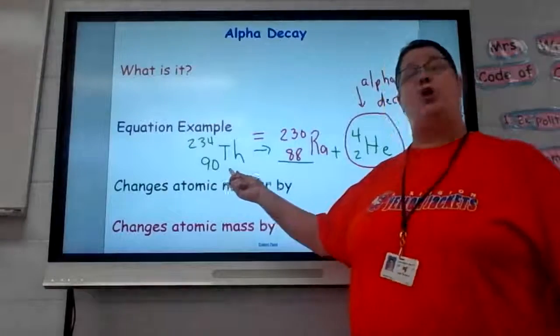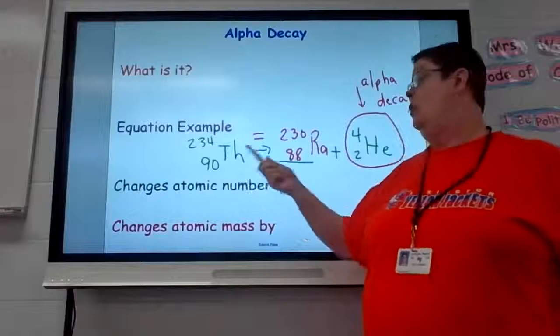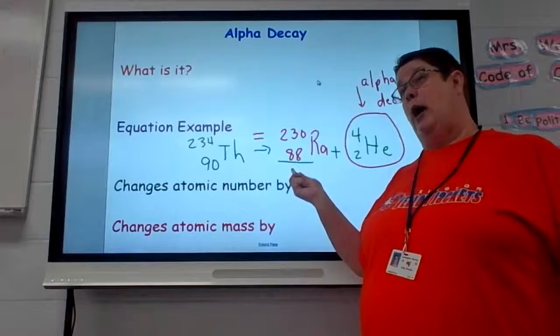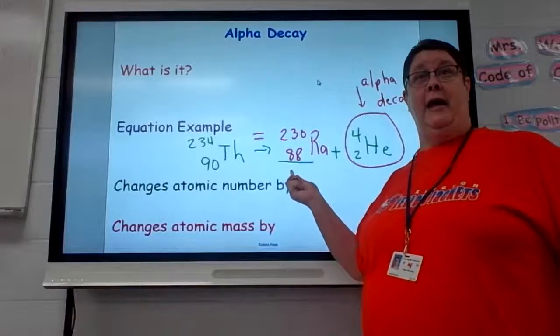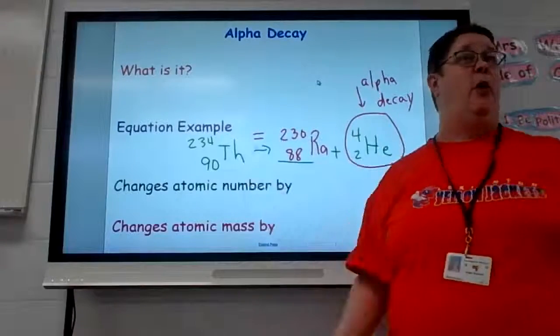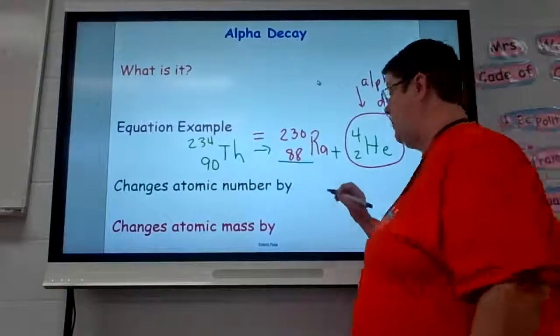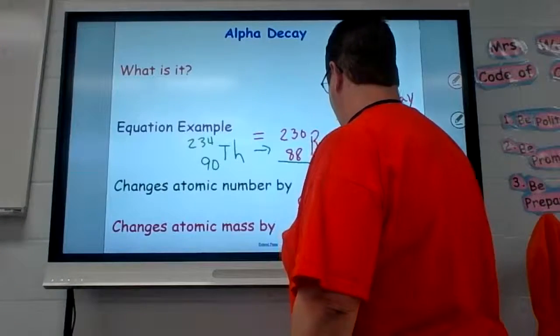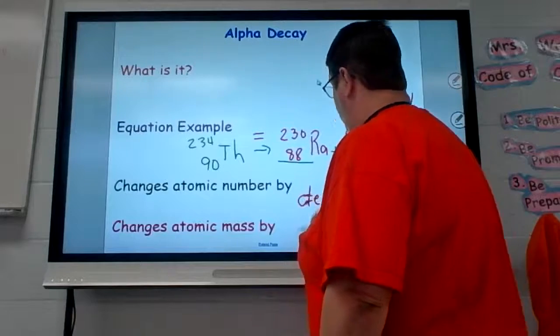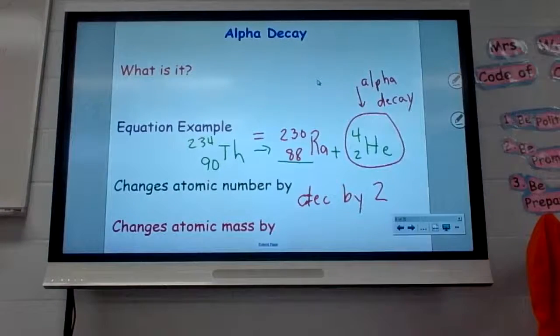Well, atomic number started at 90. What does the atomic number do? Becomes what? 88. So did it go up or did it go down? So it decreased by what? It decreased by 2. Okay, it decreases by 2.